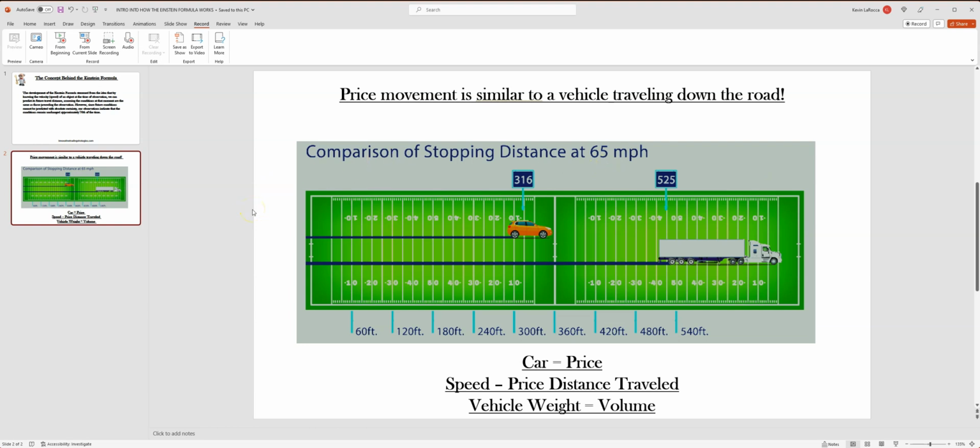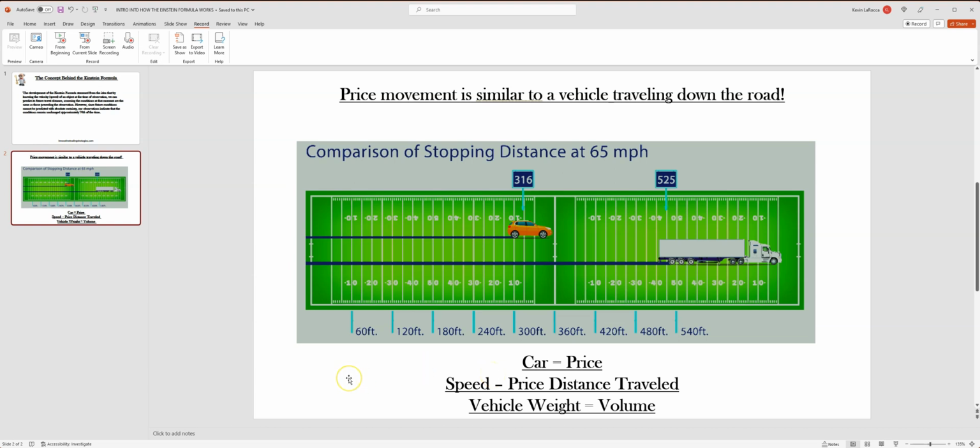So when we look at price movement, think of price as similar to the car going down the road. Speed is basically the price distance traveled. So in other words, how much has price moved from any particular point in time? That could be a pivot point. It could be all types of things. But you have to have a place at which you start your calculations, or the distance that price is beginning to travel from. And then, of course, the vehicle weight, let's think of that as volume.